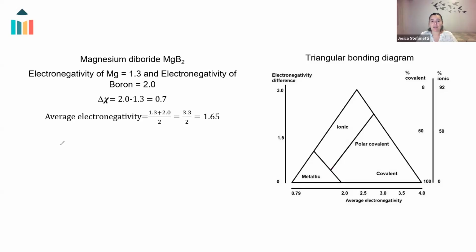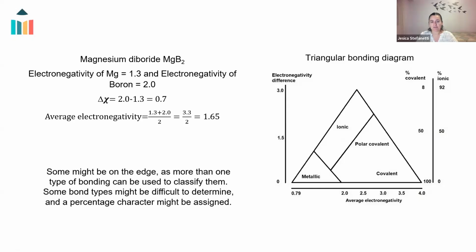In IB exams, you might be asked about the properties of some substances, but you might also be asked about the limitations of the use of this model, okay? If you have something on the edge, one type of bonding might not be enough, okay? It might be difficult just to think about it as one type of bond, so you might talk about the percentage character, meaning the character you have on the left-hand side. You might refer to the presence of both ionic and covalent character here.